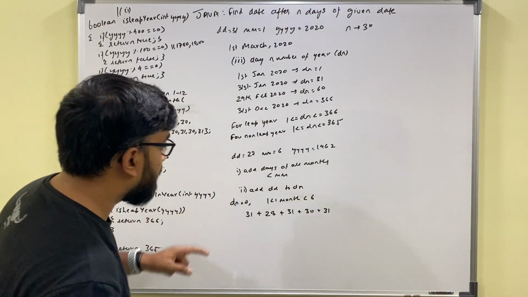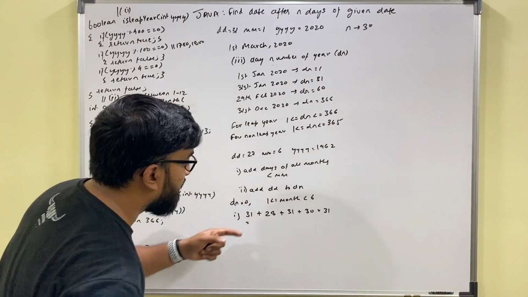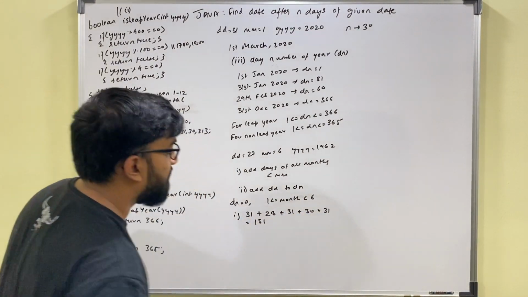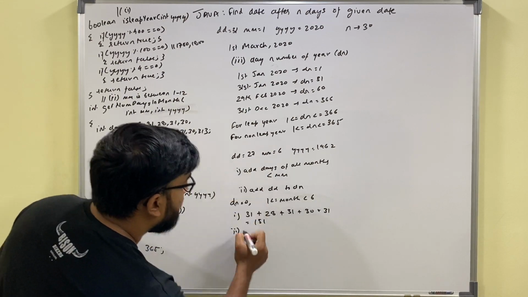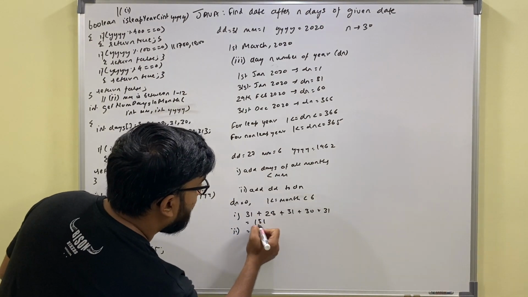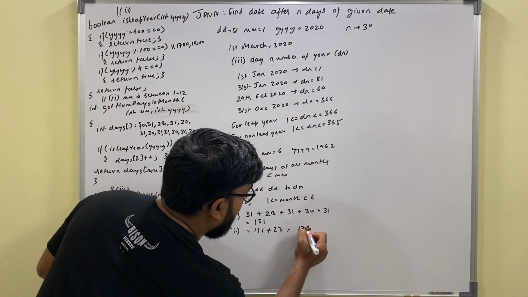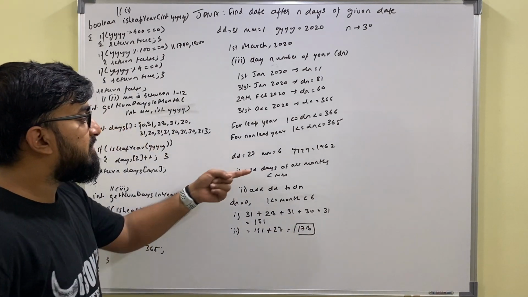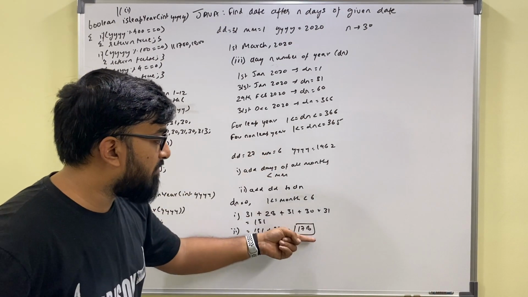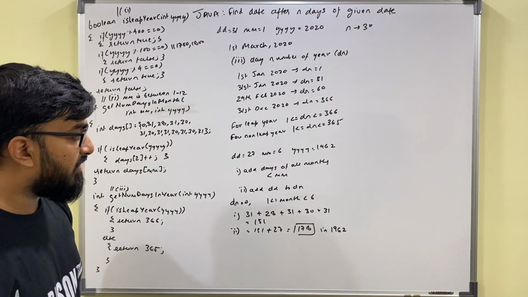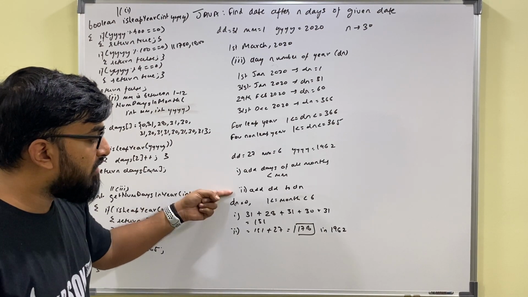So this first part will give us 31 plus 28 plus 31 plus 30 plus 31, which is 151. We add dd to this current sum, so 151 plus 27 is 178. So for this date, the day number is 178 in 1962. These are the two steps we code to find the day number.